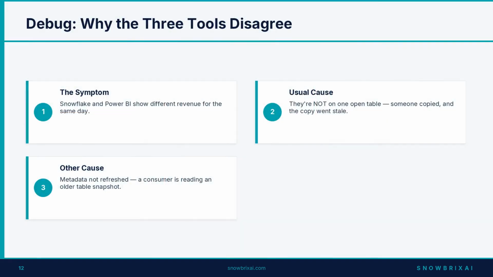Let me show you a bug you will absolutely hit one day. The symptom is painful. Snowflake and Power BI show different revenue for the same day. The usual cause is the trap from the start of this lesson. They are not on one open table. Someone copied the data and the copy went stale. There is a second cause too. Metadata was not refreshed. So one consumer is reading an older snapshot of the table. Same table, older view. Fix the copy, refresh the metadata, and the numbers line up again.